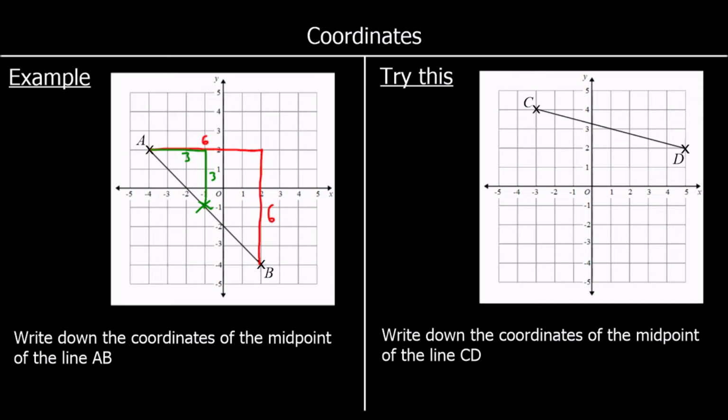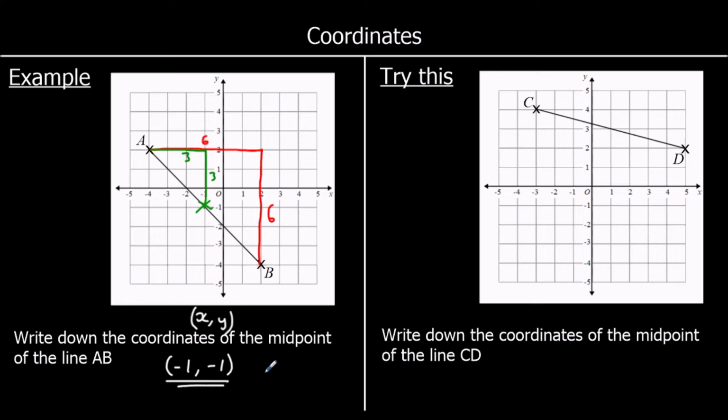So what are the coordinates of the midpoint? So the midpoint is at x is -1 and y is -1. We write our coordinates in the form x then y, and that's (-1, -1).